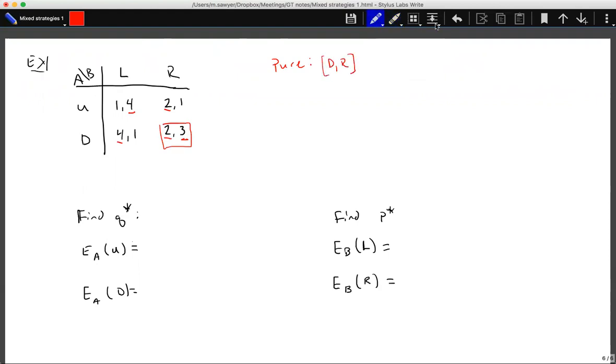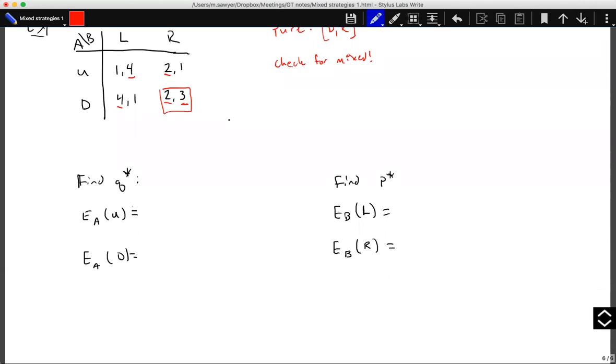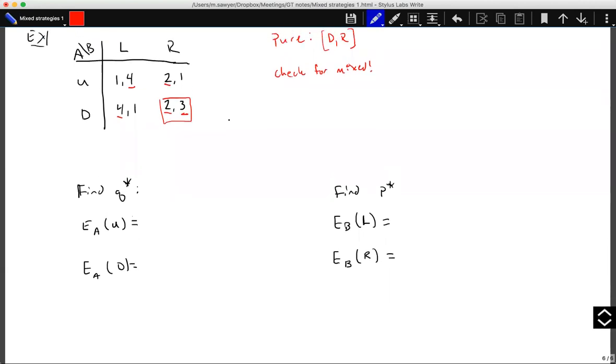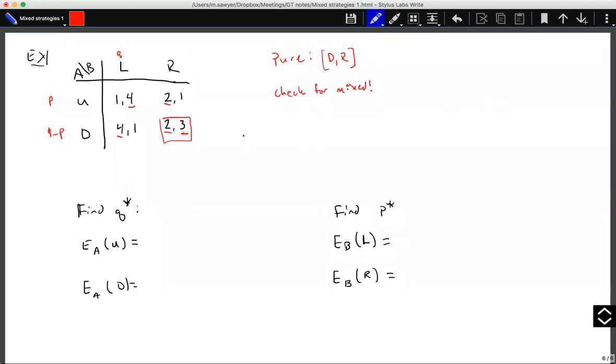So it is okay to have a pure Nash equilibrium. When we're looking for mixed strategies, it's still fine to have a pure Nash equilibrium point. But let's check for mixed strategies as well. It's possible that we could have a mixed strategy as well. So the expected value for playing up. So again, let's write our P and our Q and our 1 minus Q.